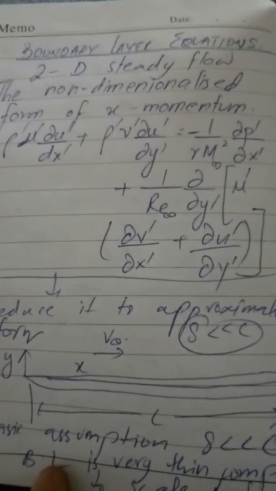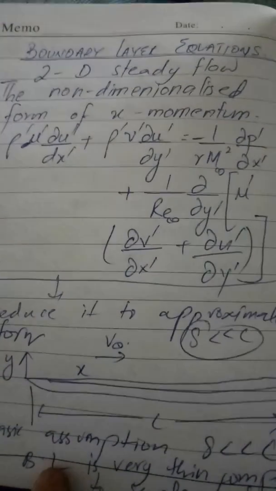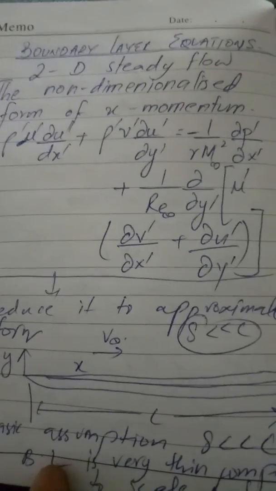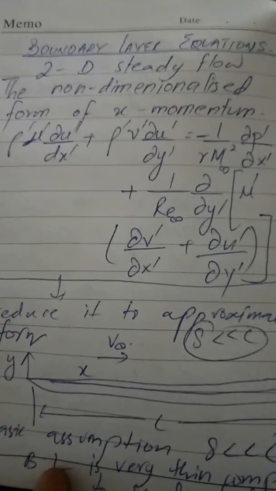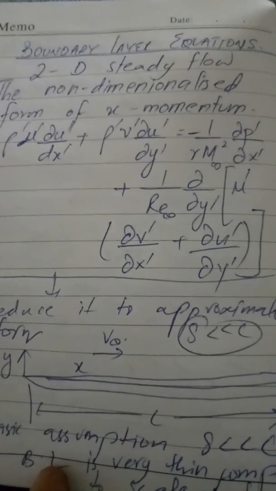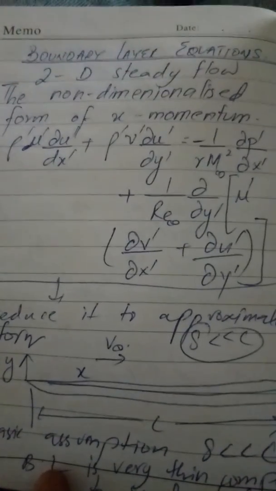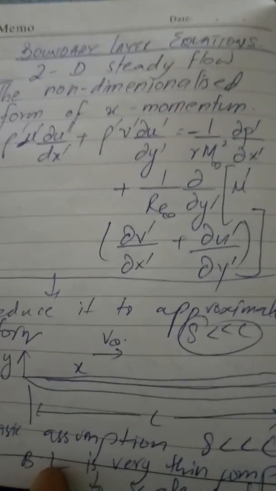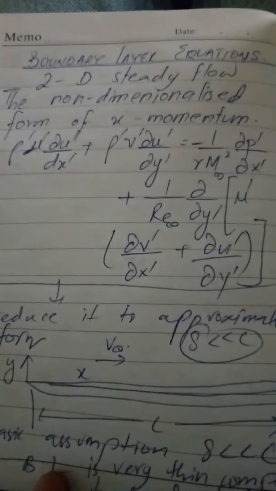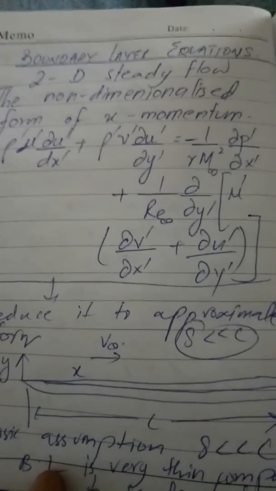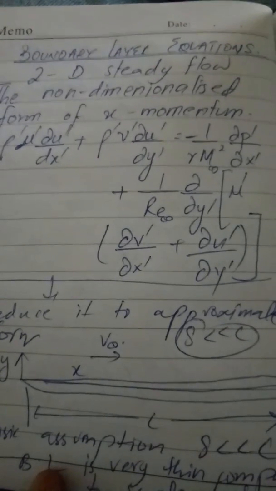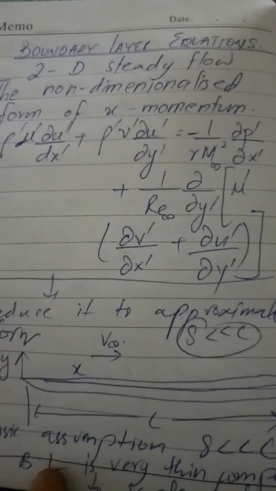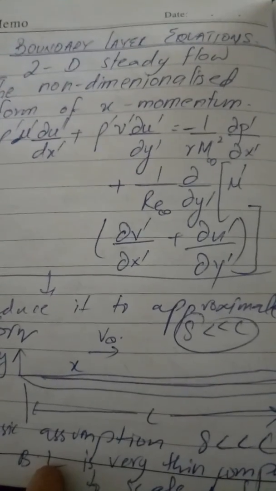Normally in the form of derivatives, when we're talking about the X momentum, you need to talk about the density rho and also the velocity. We're going to talk about the velocity u and the velocity v, which will appear in the X momentum. So here it is in front of you: rho prime u prime times the derivative of u prime with respect to x prime, plus rho prime v prime times the derivative of u prime with respect to y prime.